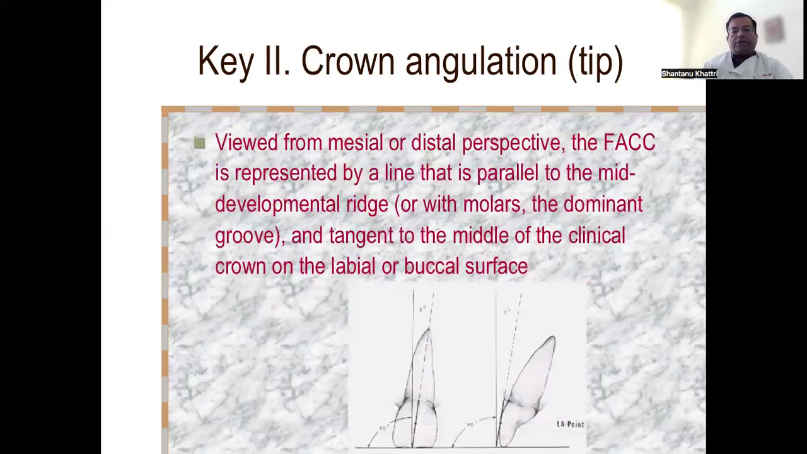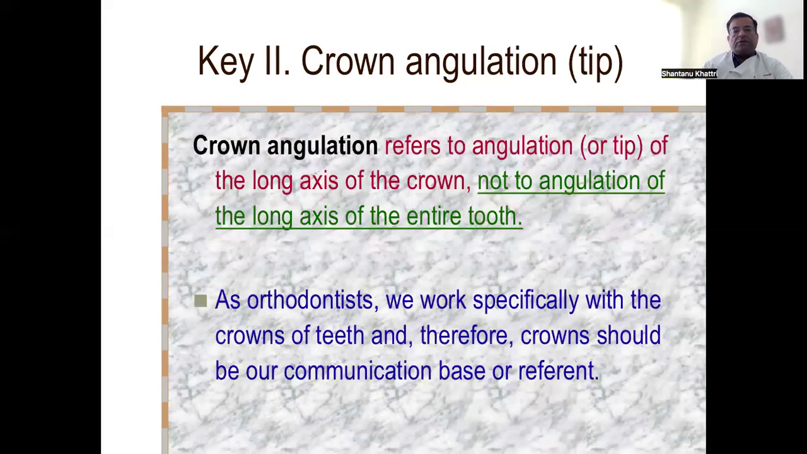The second key was crown angulation, that is, the tip of the teeth. It should be viewed from the mesial or distal perspective. The facial axis of the clinical crown is represented by a line that is parallel to the mid-developmental ridge of the molars, the dominant groove, and tangent to the middle of the clinical crown on the labial or buccal surface. So crown angulation refers to the angulation or tip of the long axis of the crown, not the angulation of the long axis of the entire tooth. So we are talking about the long axis of the crown.